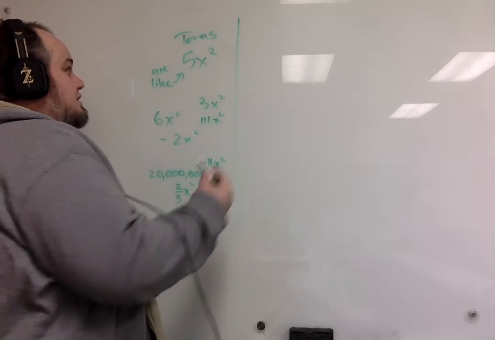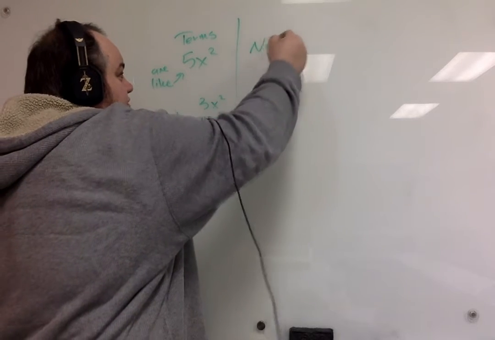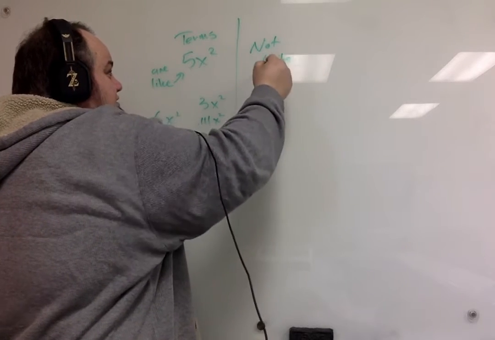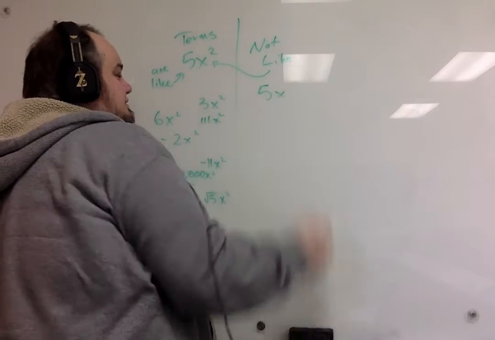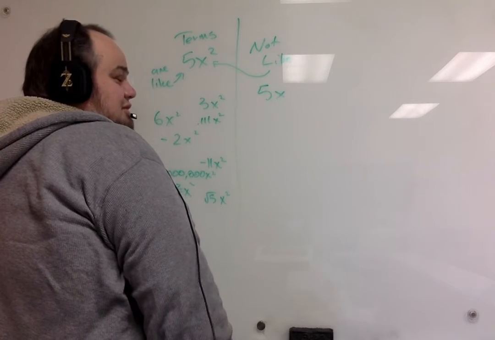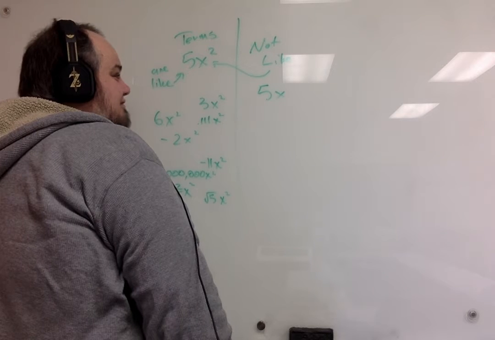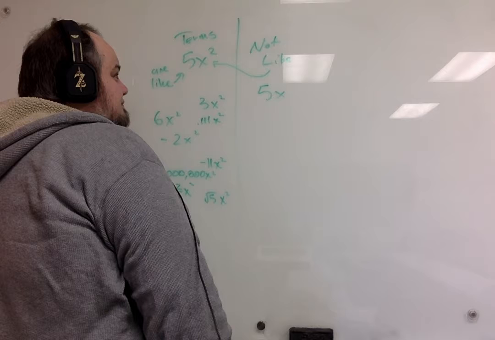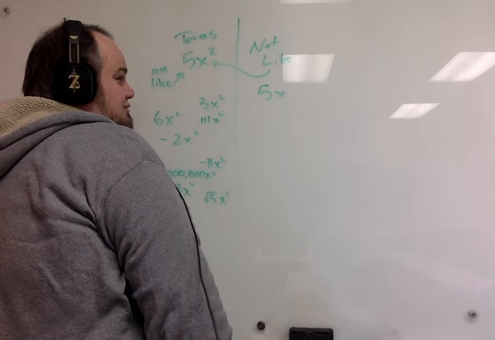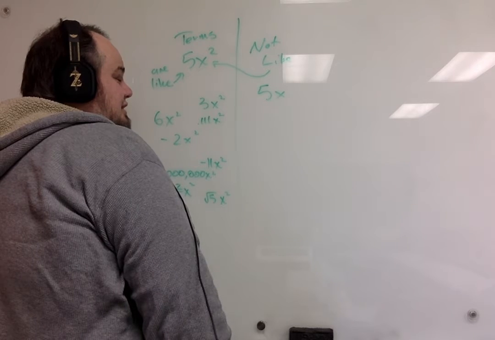So terms that are not like. So let's look at some terms that are not like 5x squared. 5x is not like x squared. Remember, to be like terms, they have to have the same variables, each raised to the same power. So 5x wouldn't be because it's an x instead of x squared.